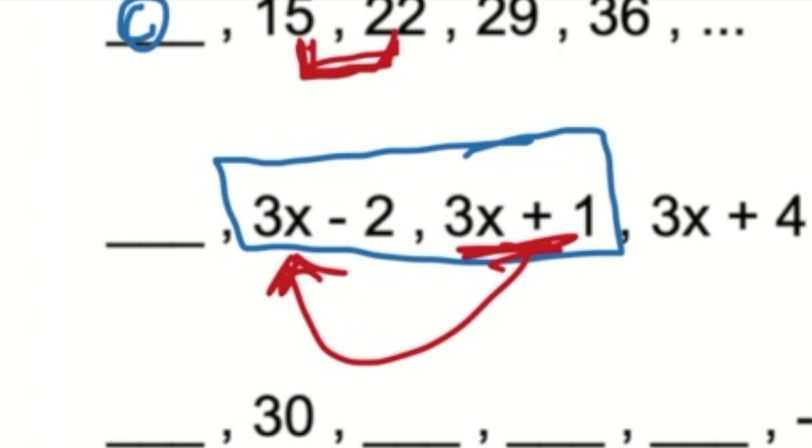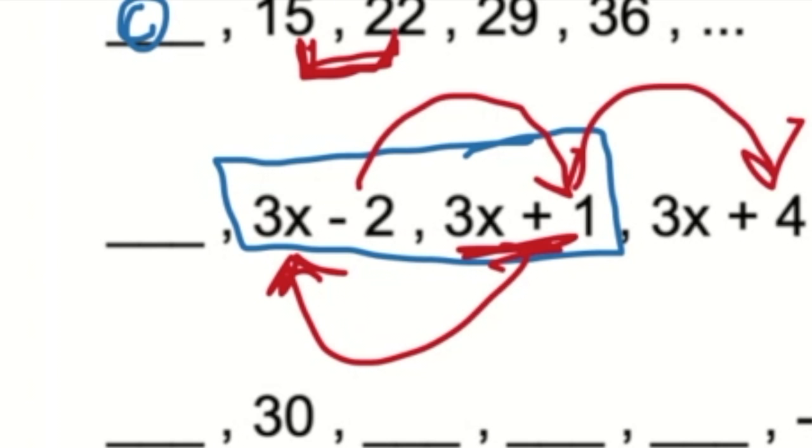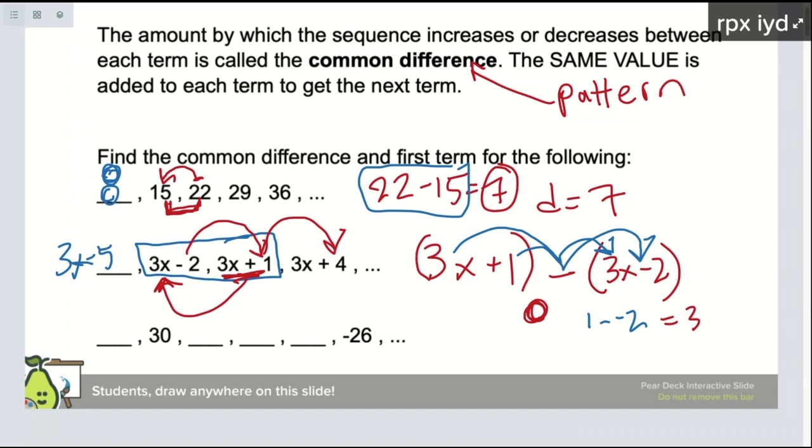So if you look here, you see how it's changing each time? Negative 2 plus 3 is 1. 1 plus 3 is 4. So right, so then this has to be 3x minus 5 if you go the other way. So it'll just be negative 2 minus 3. Now see here, this part, this is like what I just showed you in the warm-up.